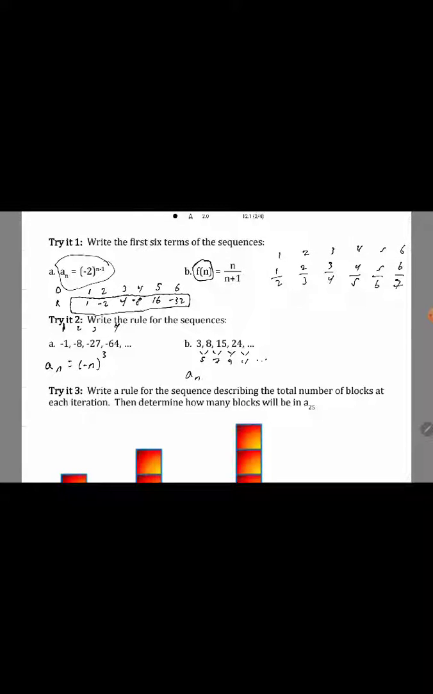So we have a sub n, and remember, this is still 1, 2, 3, 4. So when I plug 1 into this equation, I have to get 3. But when I plug in 2, I have to get 8. And when I plug in 3, I have to get 15, and plug in 4, I'll get 24.